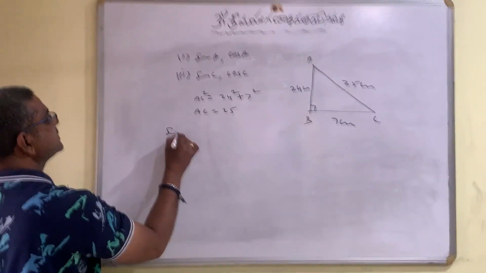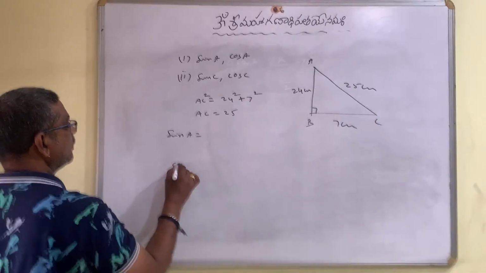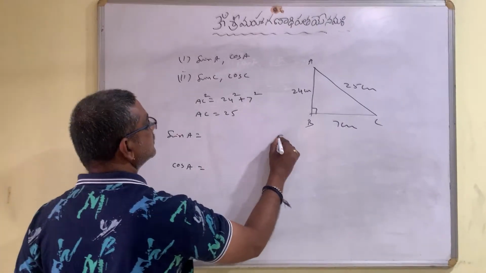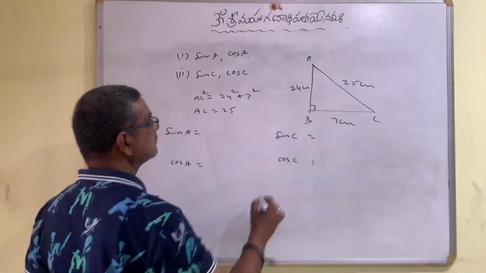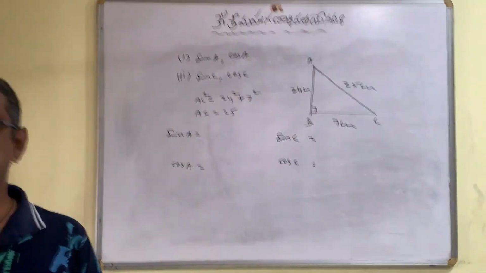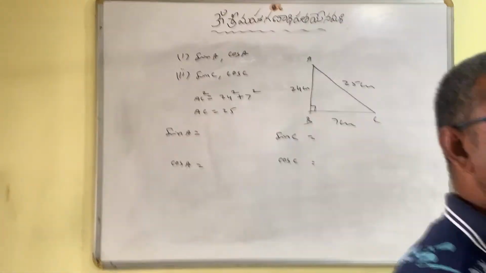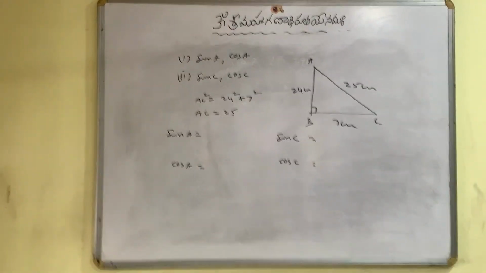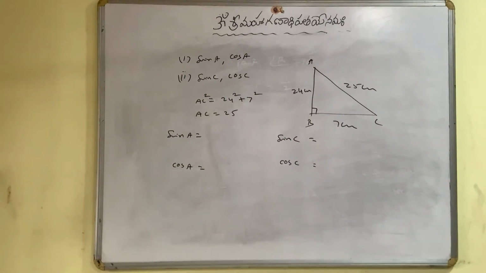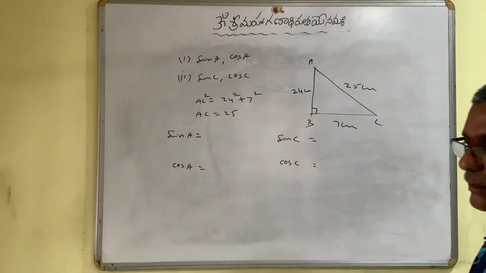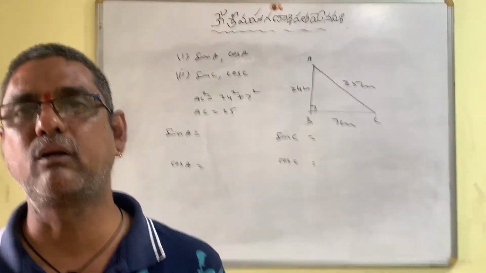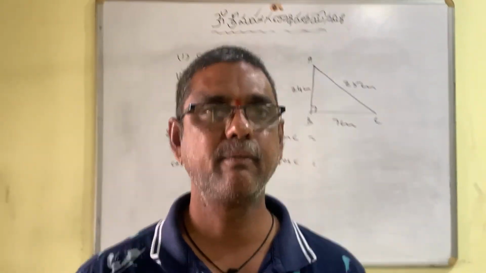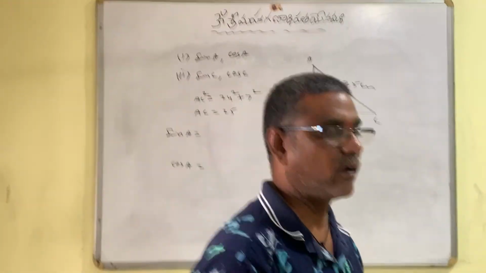Now what is sin C? Sin A, cos A, sin C, cos C. That means you have to write the asked ratios, not every ratio. Whatever ratios were asked over there, you have to find out those only.